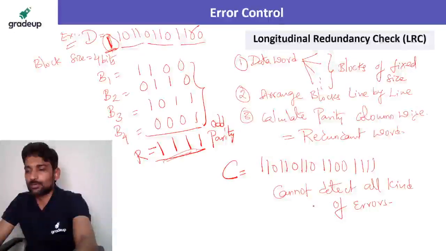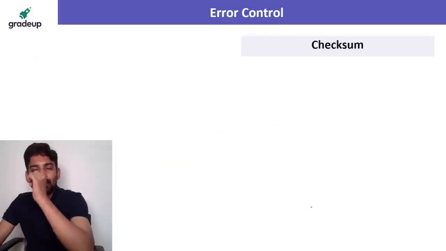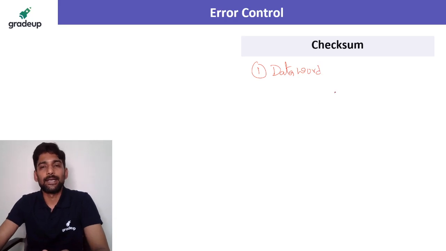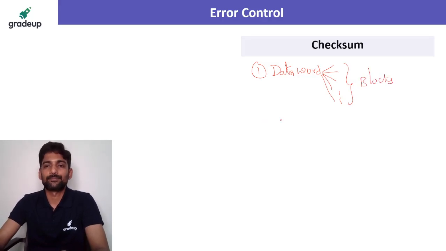Now if you move on to the next, checksum. What is checksum? The checksum process is also simple. The same step as in the LRC. The data word is divided into fixed size blocks. The first step is this. Then let's say these blocks be B1, B2, B3, B4, and so on.